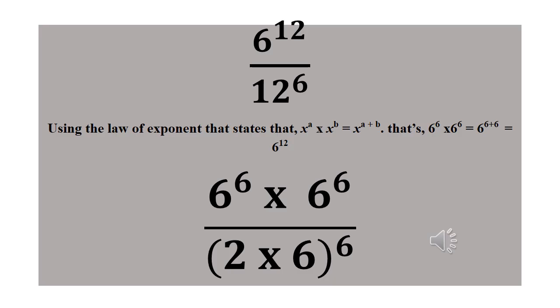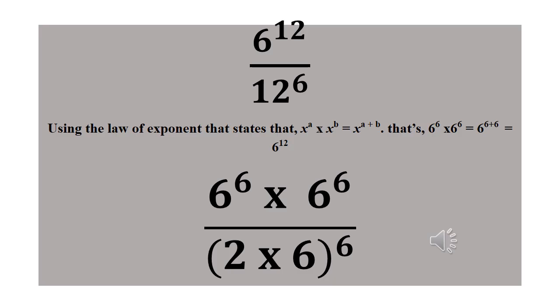we have 6 raised to power 6 times 6 raised to power 6. If we simplify 6 raised to power 6 times 6 raised to power 6, it will give us 6 raised to power 6 plus 6. The law says we should take one of the bases, so we take the 6, then the power 6 and the other power 6, we add them together, changing the multiplication to addition. So we have 6 raised to power 6 plus 6, which will now give us 6 raised to power 12.